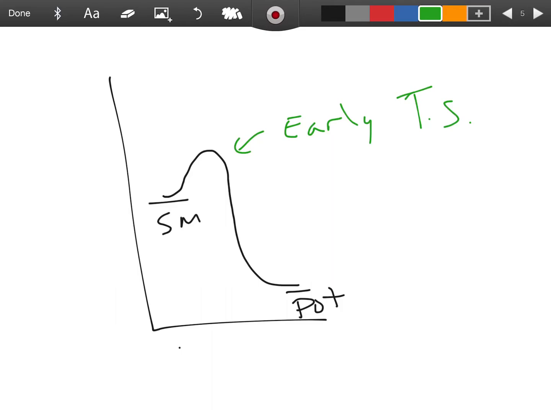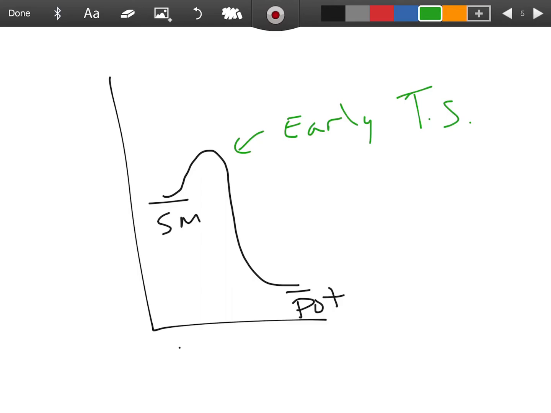Because the transition state is closer to the energy of the starting material than it is to the product, we can assume that how the two starting materials interact, or how the interactions in the starting material, have a greater impact on what that transition state looks like than any interactions you would see in the product, because the product is really far away, energetically, from the transition state.